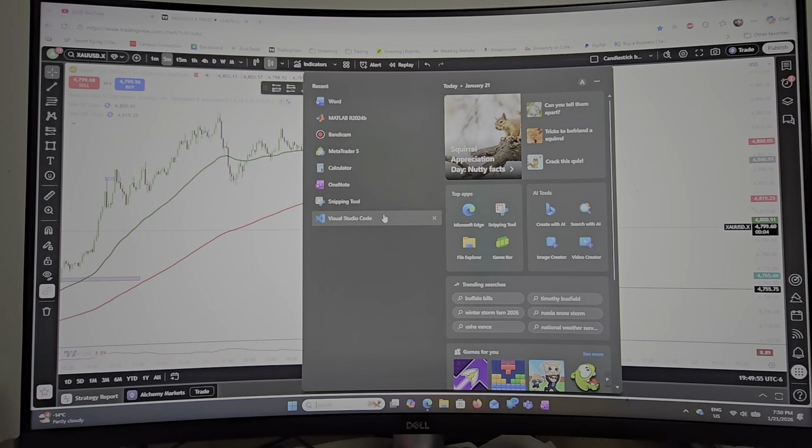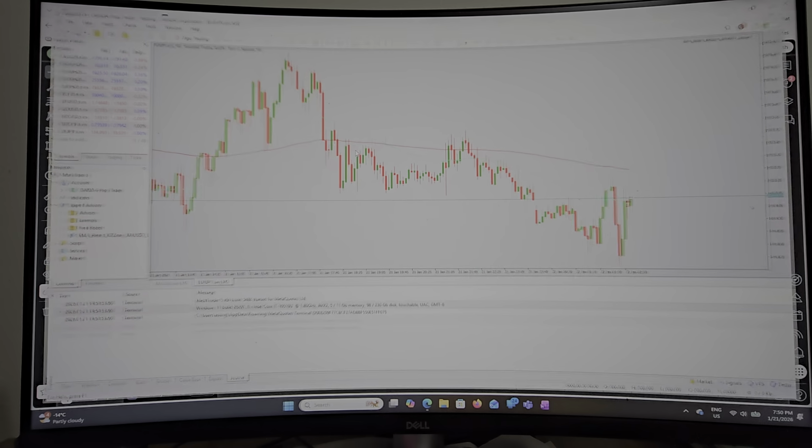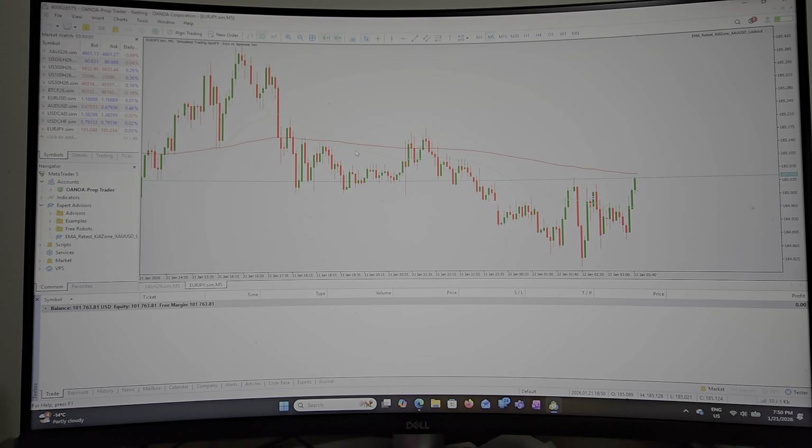And if we go into our FTMO, we go into our FTMO.